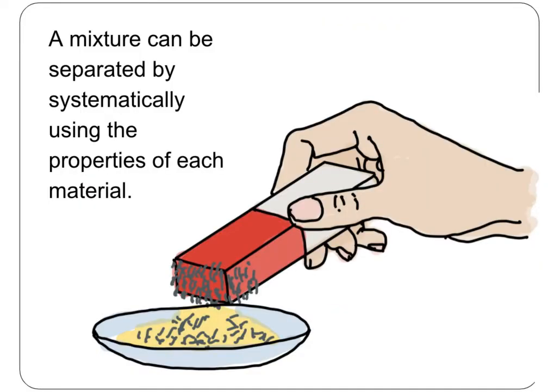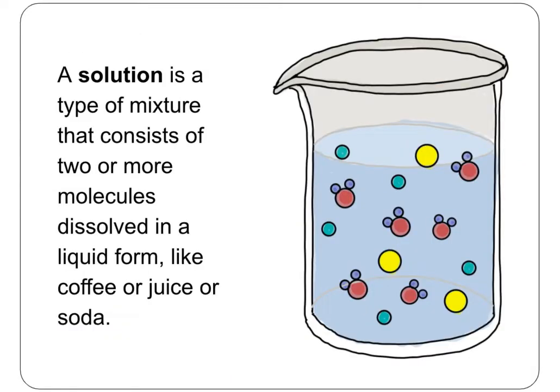An easier way to separate a mixture is by using the properties of each material. Is it magnetic? Is it soluble? Is it heavier? Lighter? With some creativity, these properties will systematically separate the items for you. Unfortunately, this type of separation doesn't work with a solution.